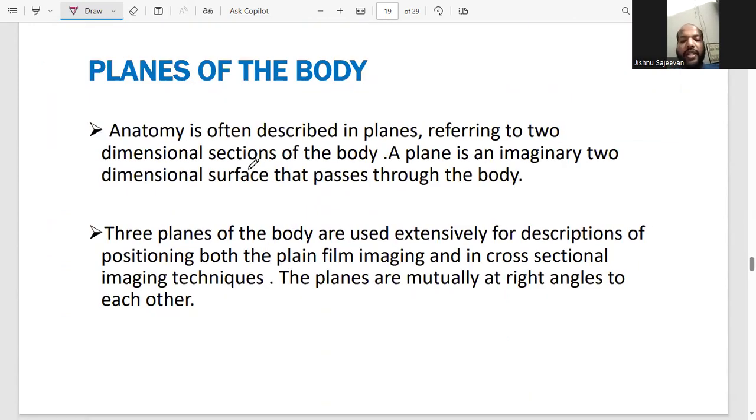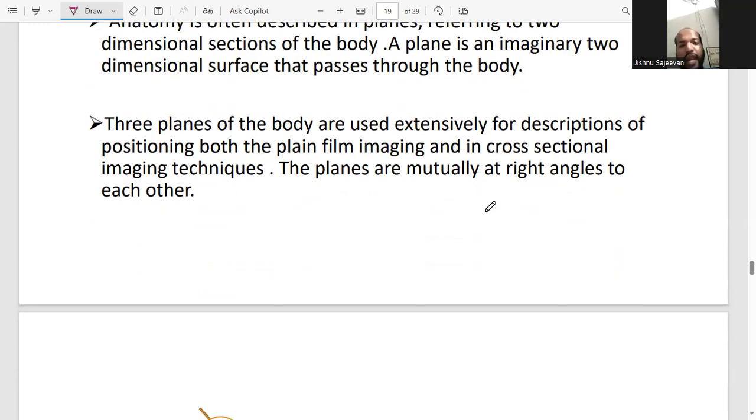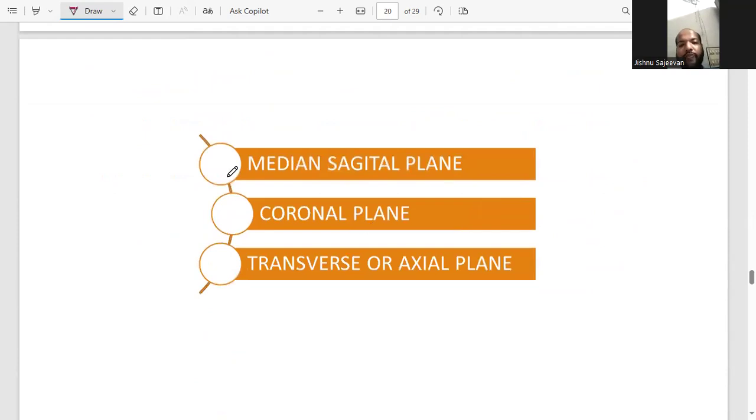That is the planes of the body. These things we can mainly see in MRI. Okay, planes of the body means how we will be dividing our body into different parts. There are actually three important planes we are going to discuss, which will be discussed in the upcoming slides.